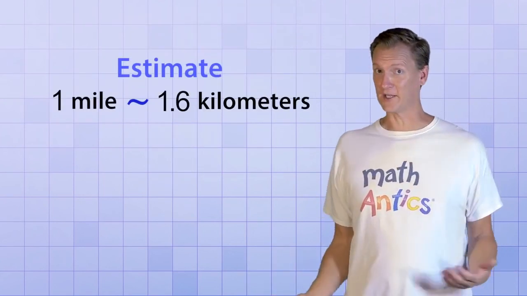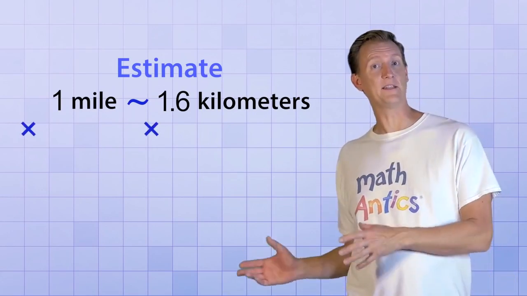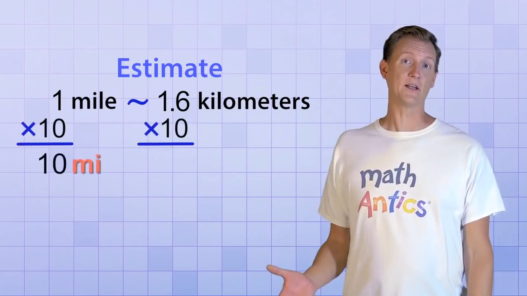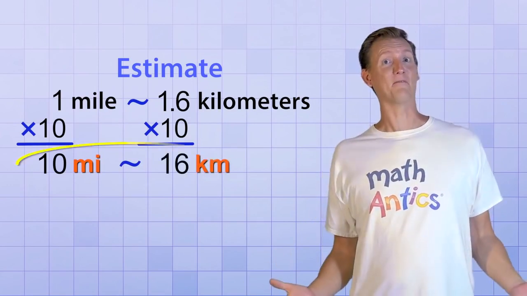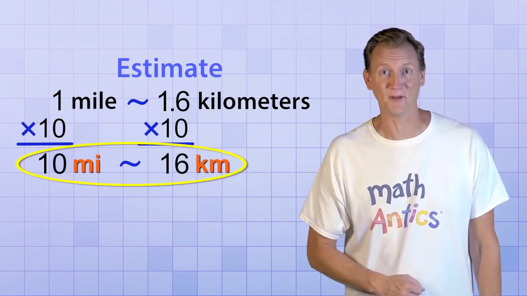A good way to remember the estimated difference between a mile and a kilometer is to multiply both by 10 and remember that 10 miles is roughly the same distance as 16 kilometers. That fun fact may come in handy on your next road trip.